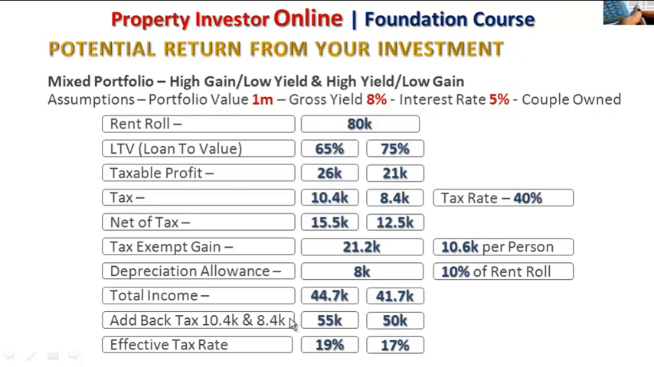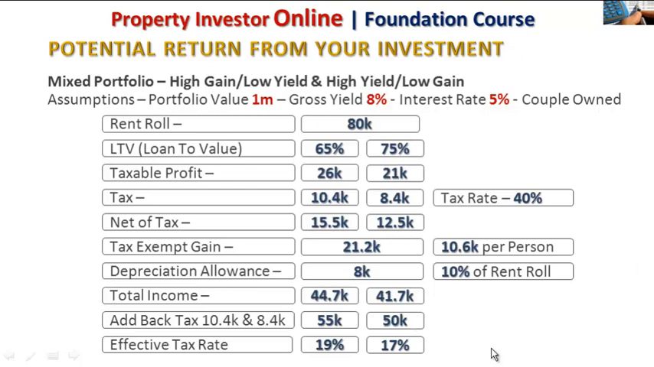This is the gross figure. This is the gross income from which tax is deducted. £10,400 is 19% of £55,000, and £8,400 is 17% of £50,000. And this is what makes buy-to-let so exciting. There is a relatively low tax rate applying to the whole income that can be generated each year.